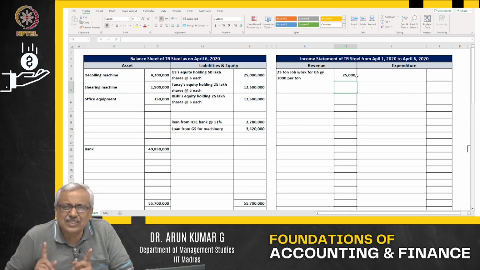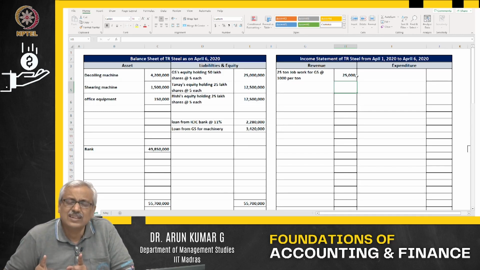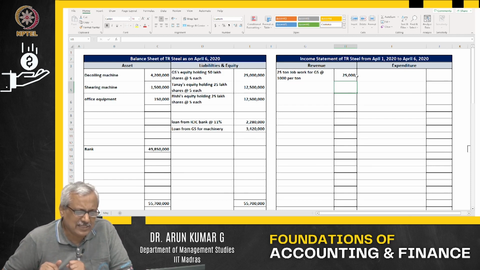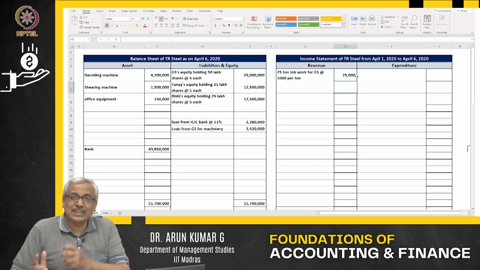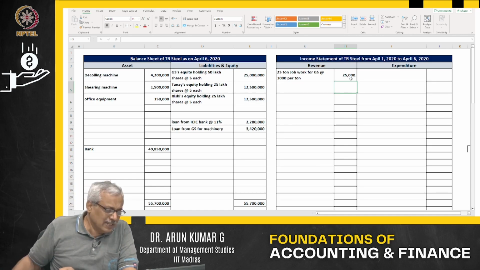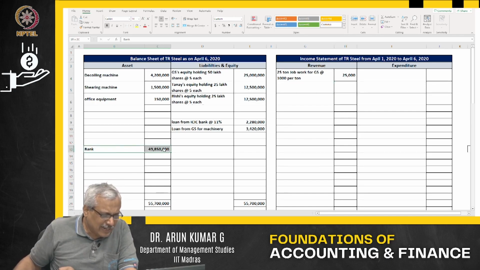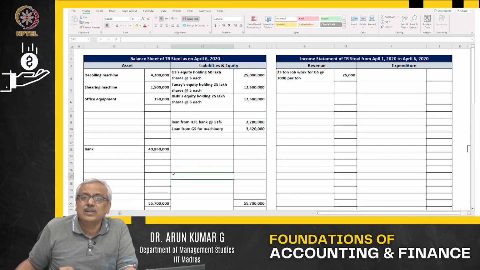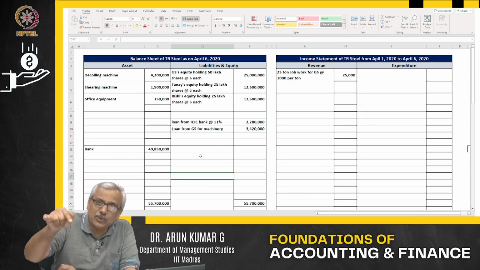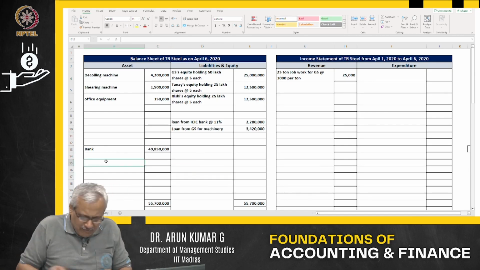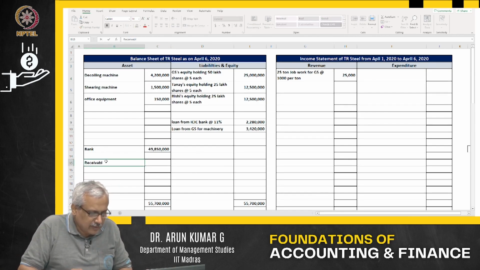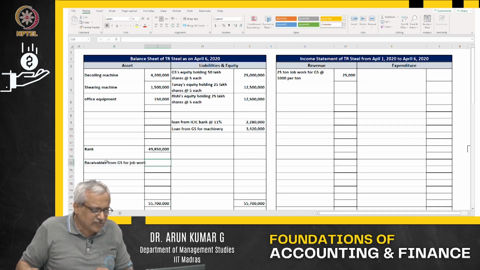For every transaction, I said two heads. Revenue, expenditure, income, asset and liability. What is the head that is positively impacted? Revenue is impacted. What is the other head that is going to be impacted? If you had received the money, your bank and cash account would have gone up. You have not received, you are eligible to get the money. So what is happening? Receivables from GS for job work.